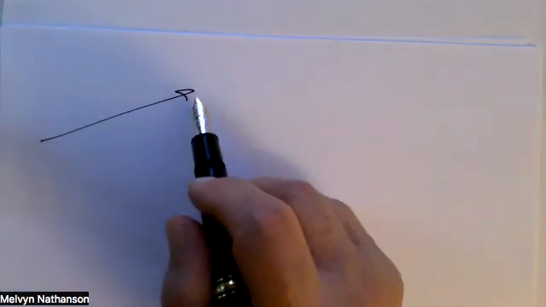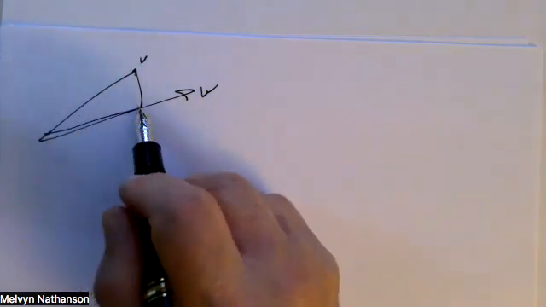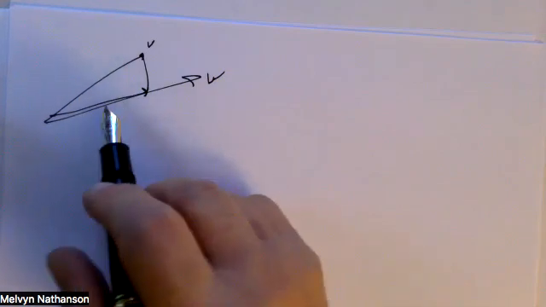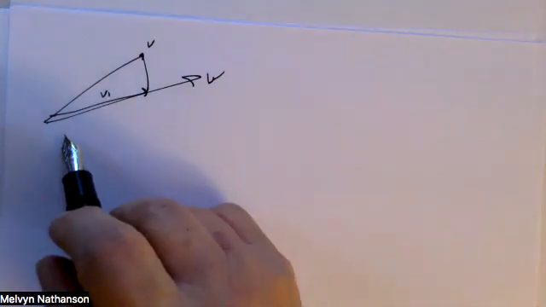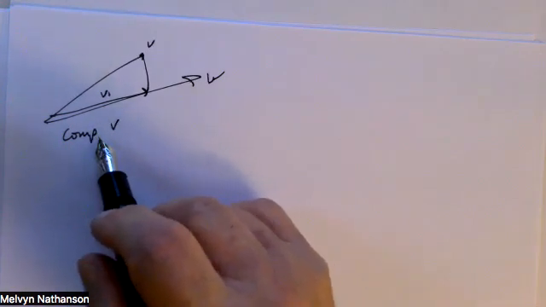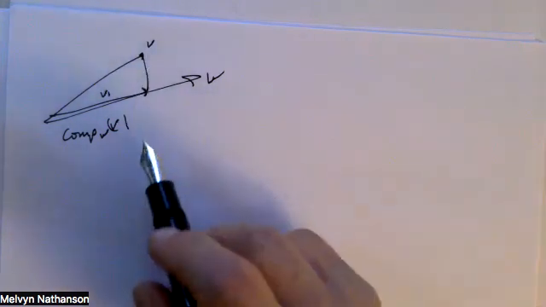So we have W and V, and this vector, this is what I call V1. Sometimes we write this as the component of V in the direction of W. And this is the orthogonal component.